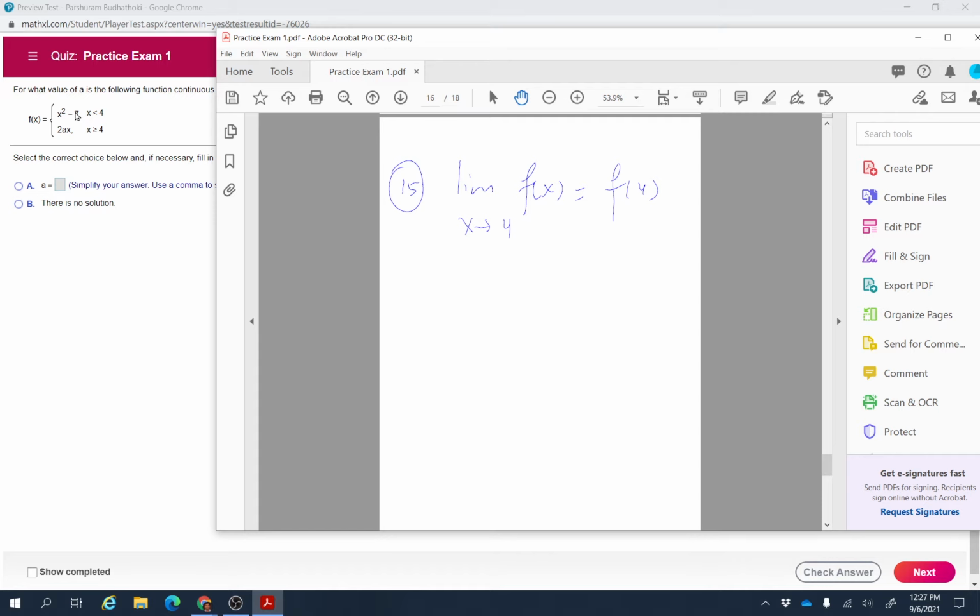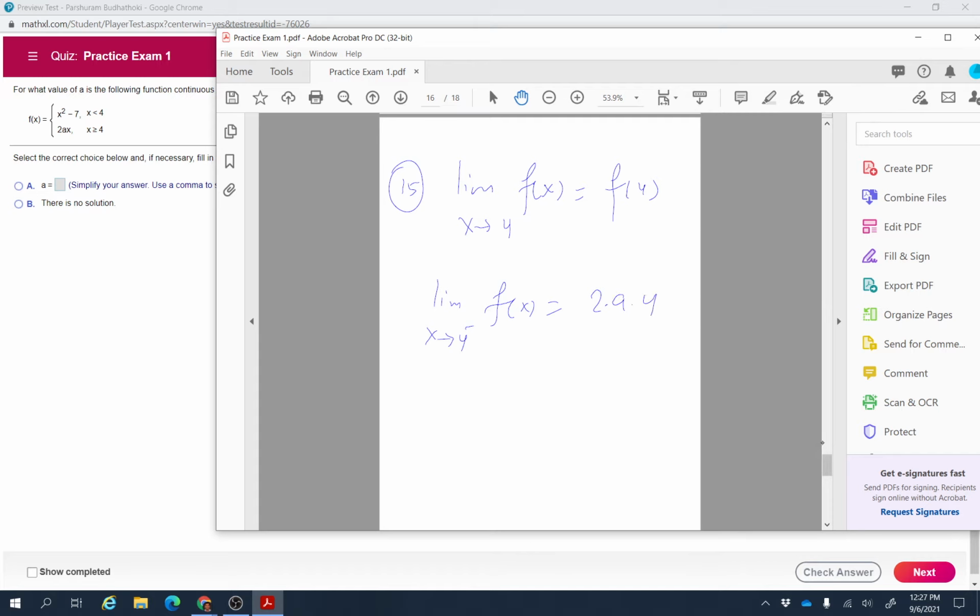Okay, and the value of the function can be found by using the right side. So now, here the limit of the function as x approaches 4: if this function is continuous, then the limit should exist. If the limit exists, then the limit from the left-hand side should be equal to the value of the function at 4, which can only be found from the right side, so it would be 2 times a times 4.